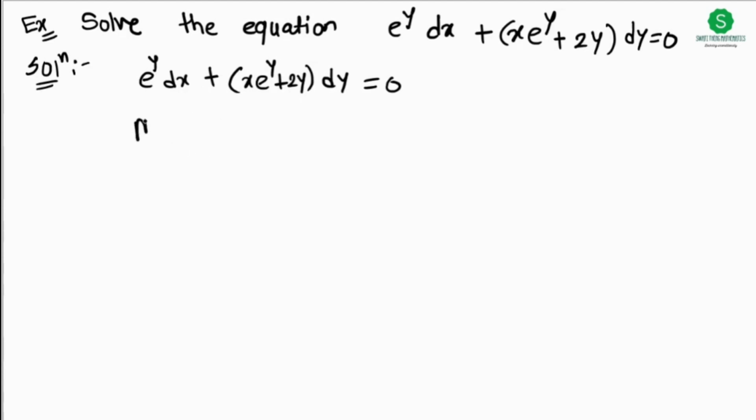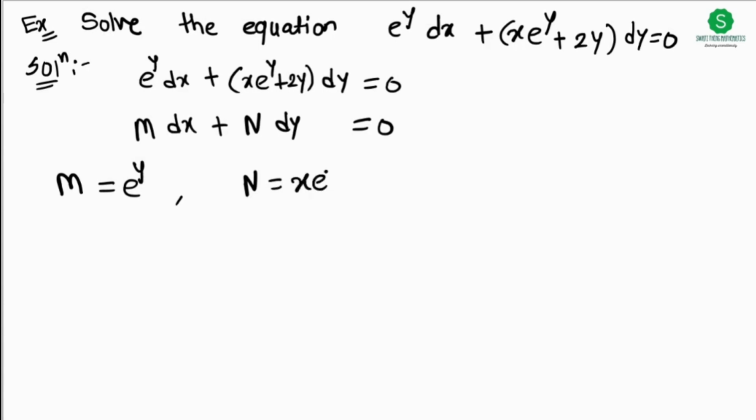If we compare this equation with M dx plus N dy equals 0, then we will get the values of M and N. The coefficient of dx is called M. So after comparison of this equation with the general form, M is equal to e raised to the power y, and N is equal to x e raised to the power y plus 2y. Now, is this equation exact?